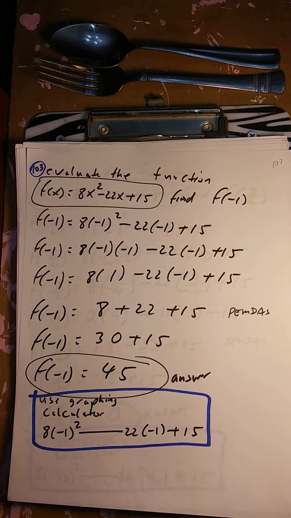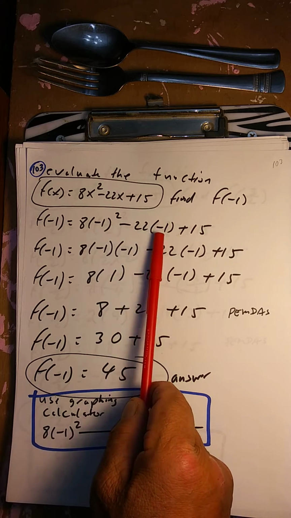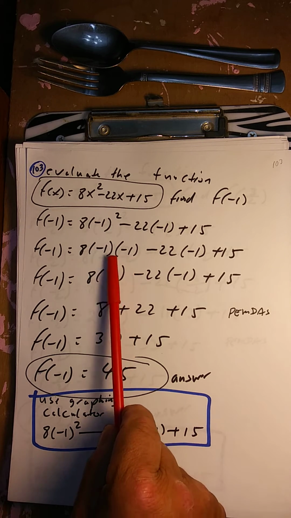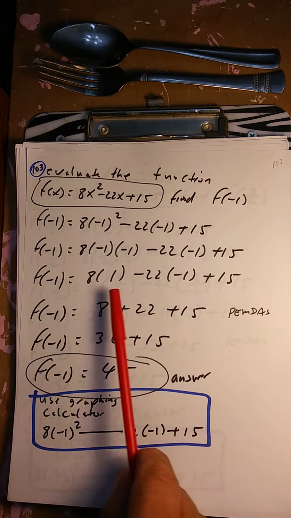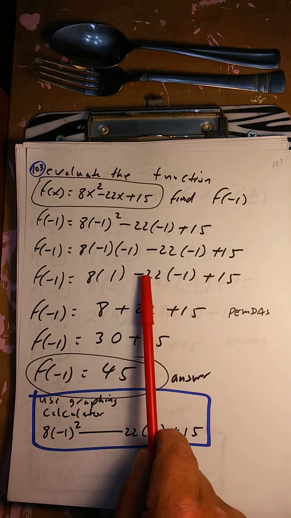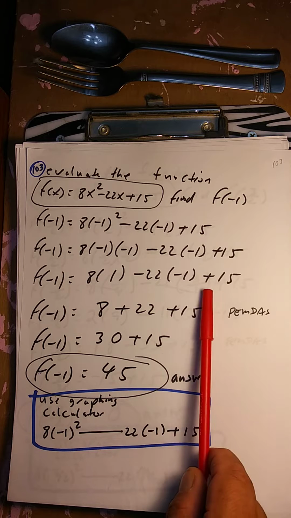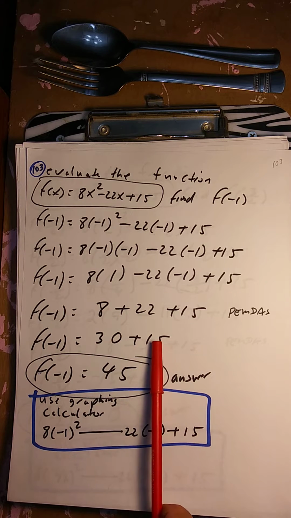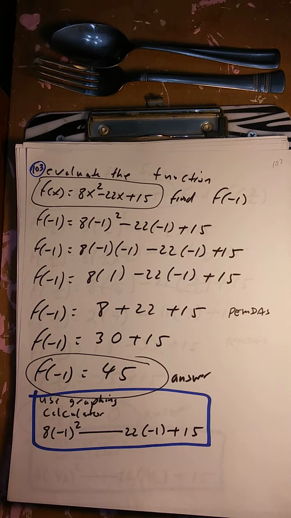Evaluate the function from negative 1. Put it in there. Negative 1 there, negative 1 there. Negative 1 squared means what? Negative 1 times negative 1. And that's going to be positive 1. Copy everything down. So that's going to be 8. A negative times a negative is a positive 22 and 15. 8 and 22 is 30. 30 and 15 is 45.